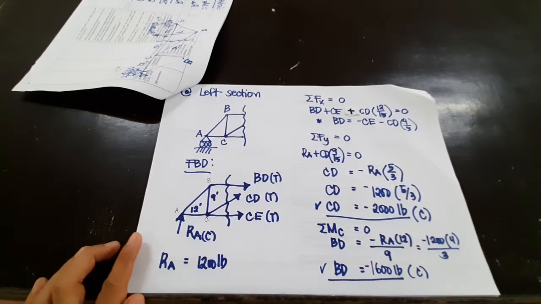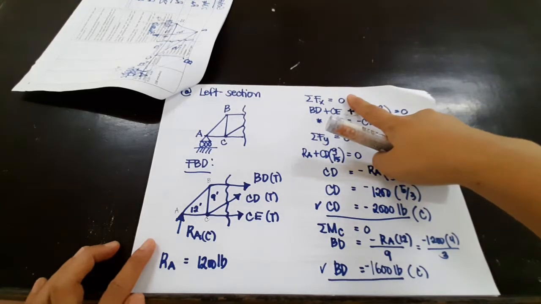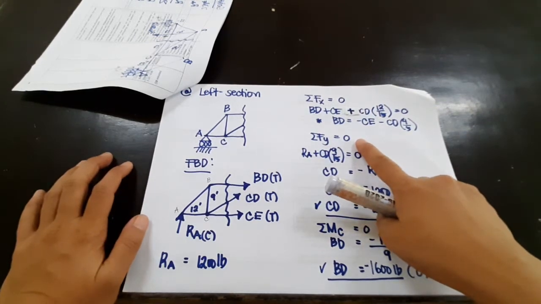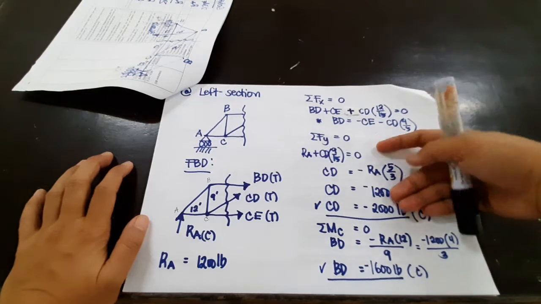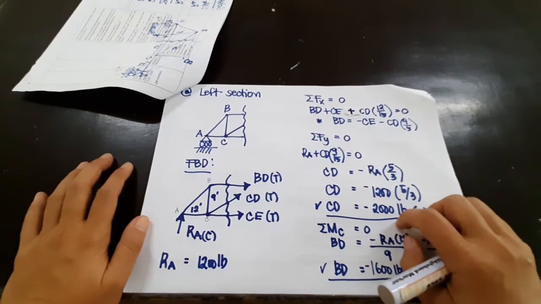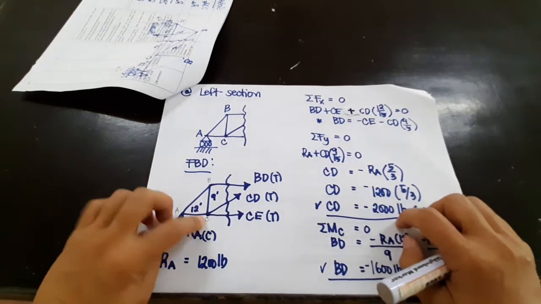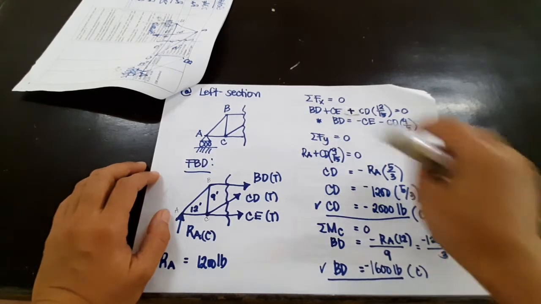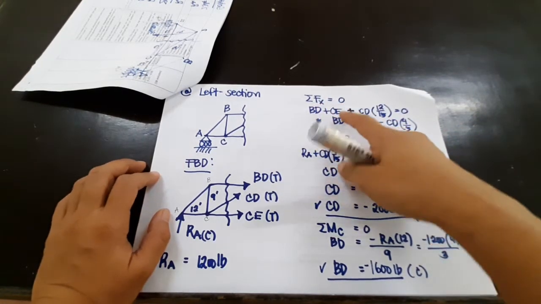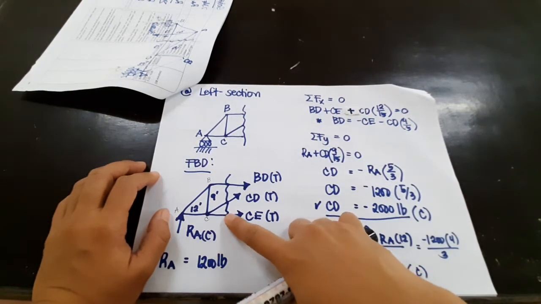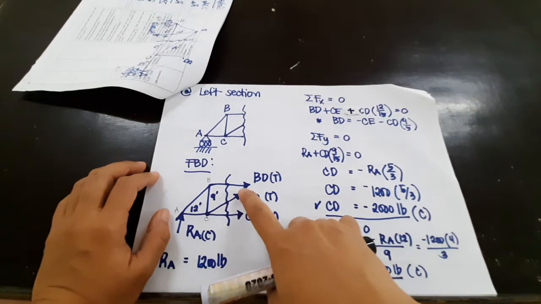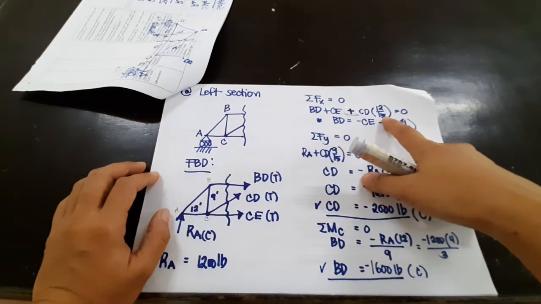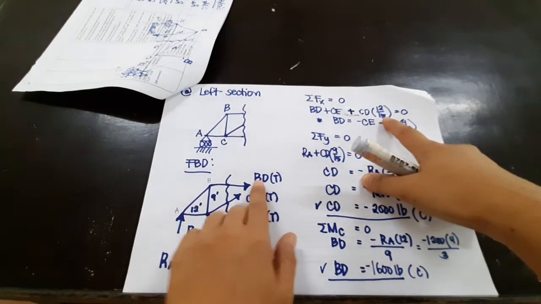In here, we can solve with the summation of all forces along X equal to 0, the summation of forces along Y equal to 0, or we can take moment with respect to any of these points, and that should be equal to 0. If we solve for the summation of all forces along X, we have CE, BD, and then the X component of CD. So we have BD plus CE plus CD times 12 over 15. The hypotenuse is 15 here.